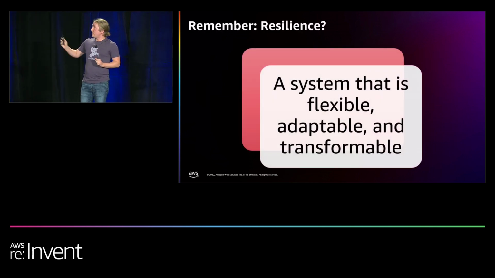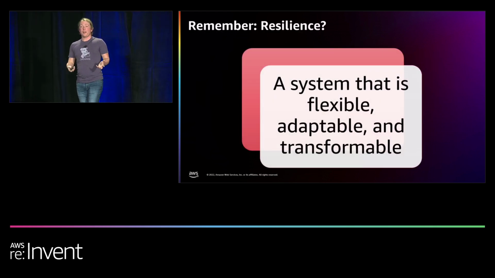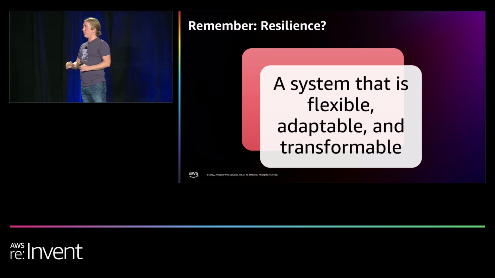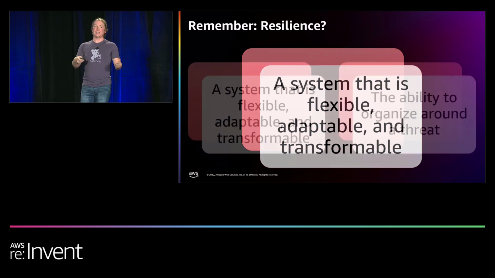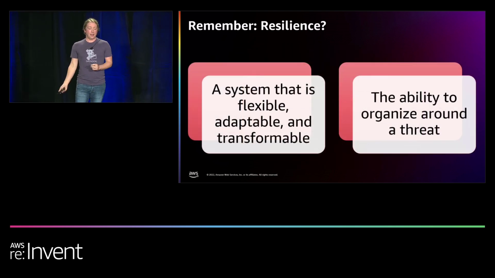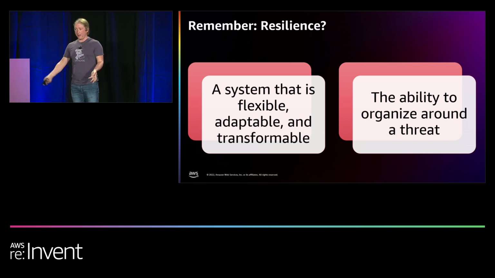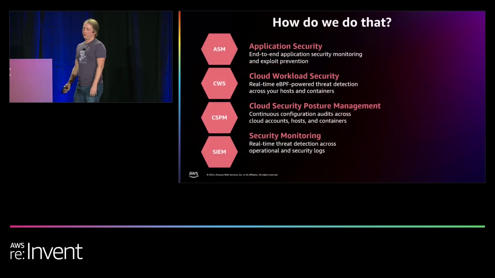But I want to take you back to this idea that all of our response should be to create a system that is more flexible, adaptable, and transformable than simply turning an entire feature off or turning a system off for 100% of your users, right? And that's really what we want to take away anytime that we're thinking about building feature flags into a system like this. So that is the ability of the system to reorganize around a threat.